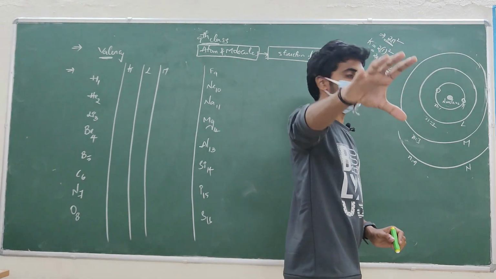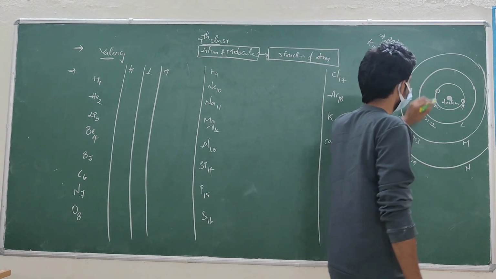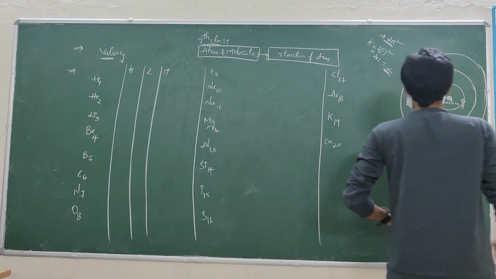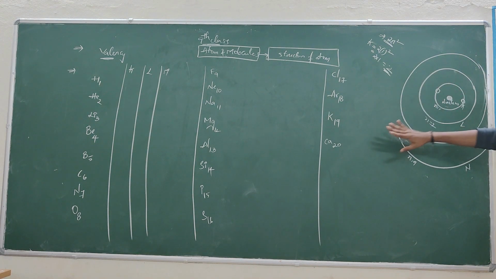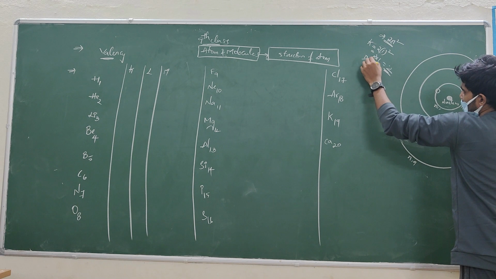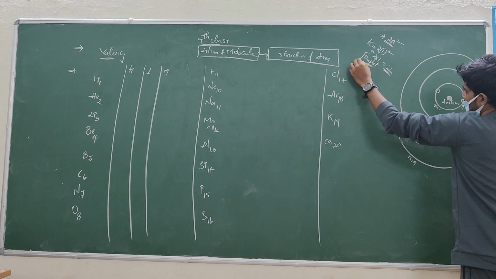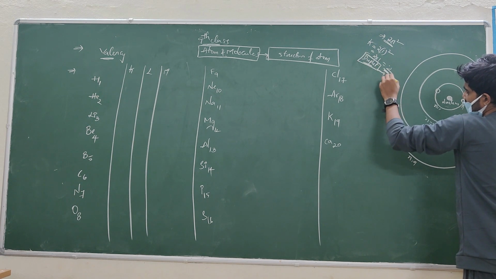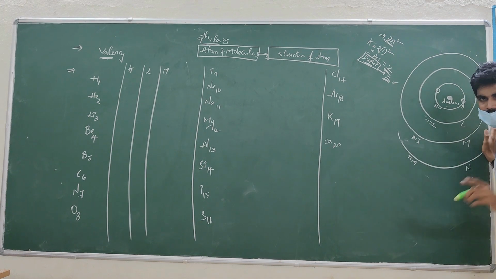So this K shell is fully filled. If the K shell is fully filled and there are no more electrons in the outer shells, this structure is called a duplet. What do we call it? Duplet. When the outermost shell contains 2 electrons, we call it a duplet.